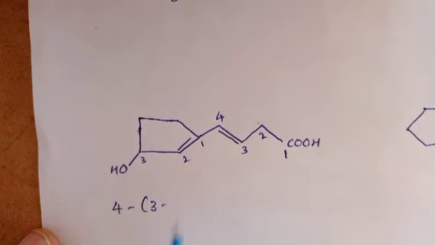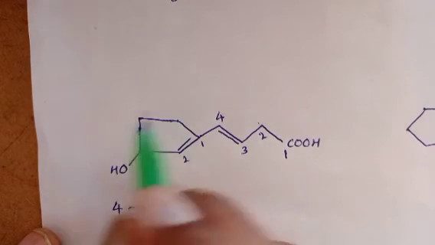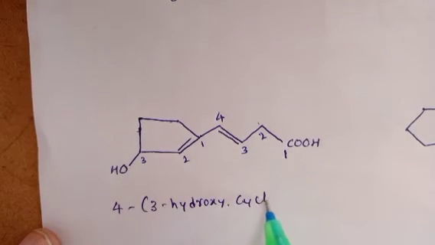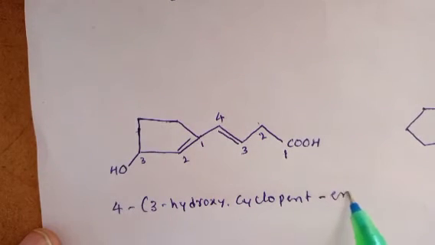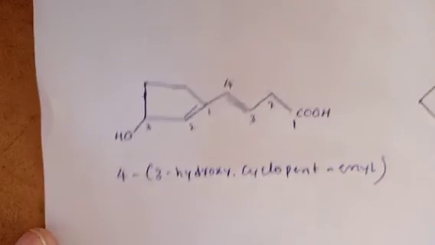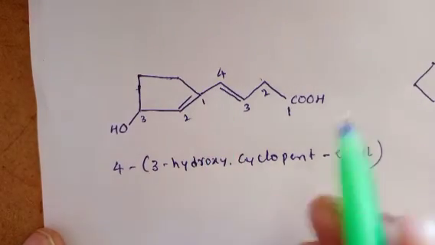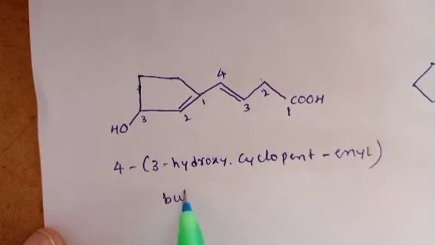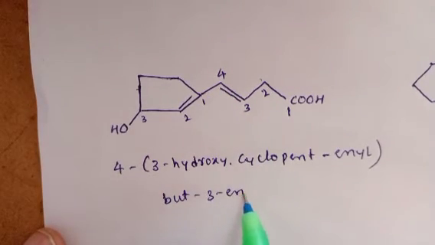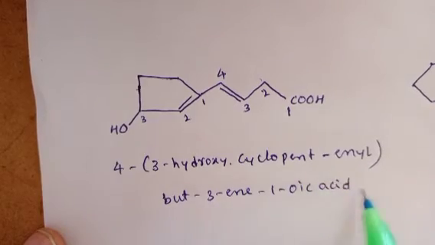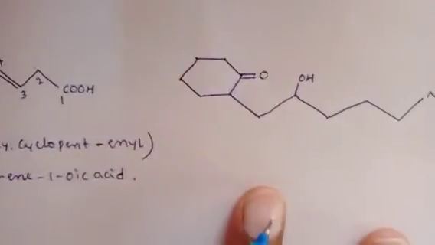What is the substitution name of OH? Hydroxy. 3-hydroxycyclopent, at the 1st place the double bond is present: enyl. The substitution part is completed. Okay, number of carbons: but, and the double bond is present: but-3-ene and 1-oic acid. Completed.